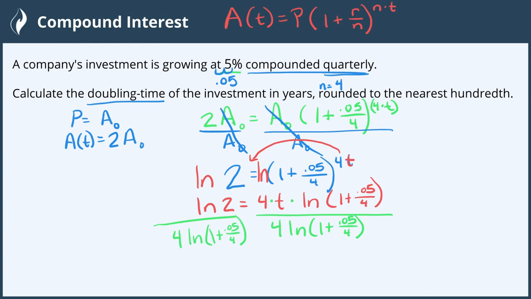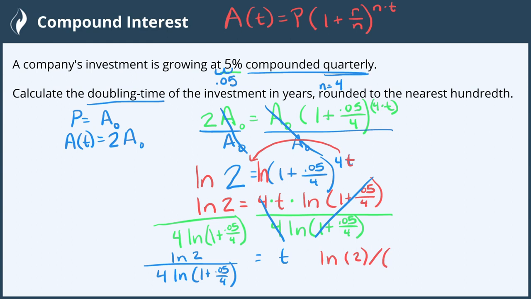On the right-hand side, it will cancel out. And so we're left with t equals the ln of 2 divided by 4 times the ln of 1 plus 0.05 over 4. Now to type this into our calculator, in a graphing calculator, we'll type in ln, and this on the 84 is the second button on the left above the on. It will open a parenthesis for us. We'll type in a 2 and close the parenthesis, and then divide by, open a parenthesis so that we get everything on the bottom in the denominator.